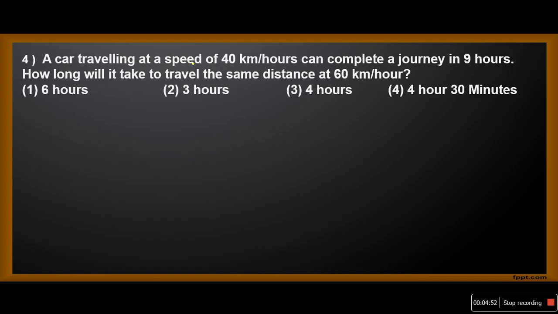A car traveling at a speed of 40 km per hour can complete a journey in 9 hours. How long will it take to travel the same distance at 60 km per hour? Now the distance is constant. When distance is constant, S1 T1 equivalent to S2 T2. This is one formula. Instead of using formula, let us go for the concept. First, he traveled for how many hours? 9 hours at a speed of 40 km per hour. So what is the distance? Distance is equals to speed into time, that equal to 360.